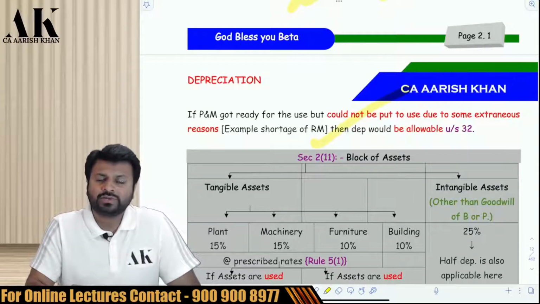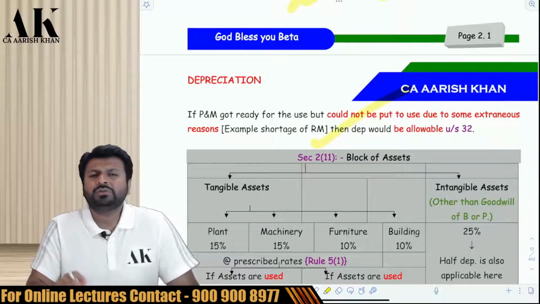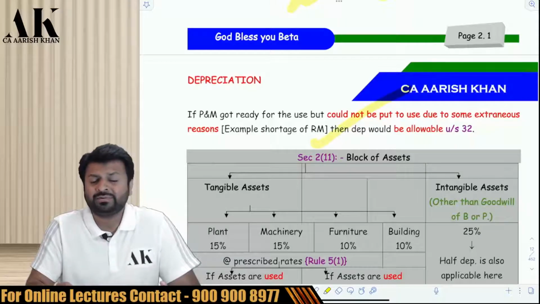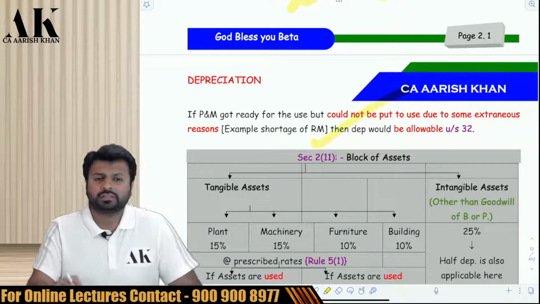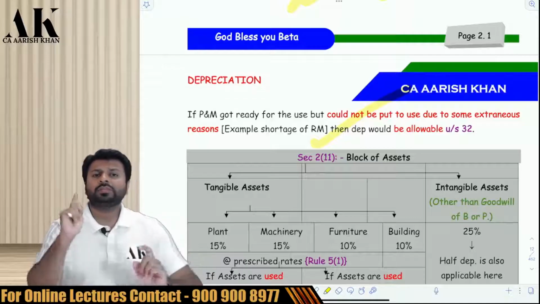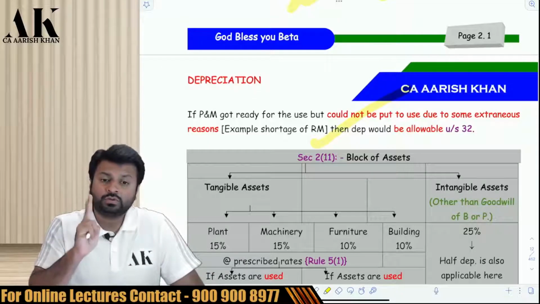Chennai High Court has given a judgment in favor of the assessee and said that if you cannot put the asset to use due to some extraordinary reason, mainly because of shortage of raw material, then you can claim depreciation on that. Okay. So to claim depreciation, you need to be the owner. To claim depreciation, you need to use the asset.